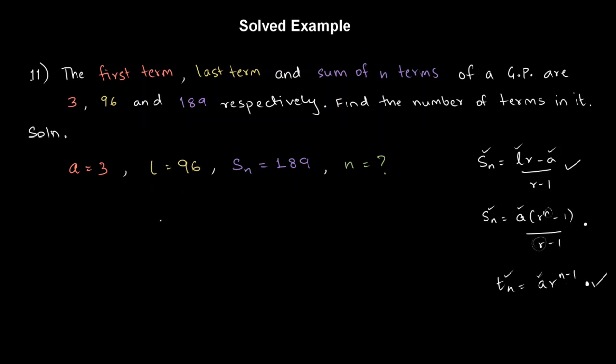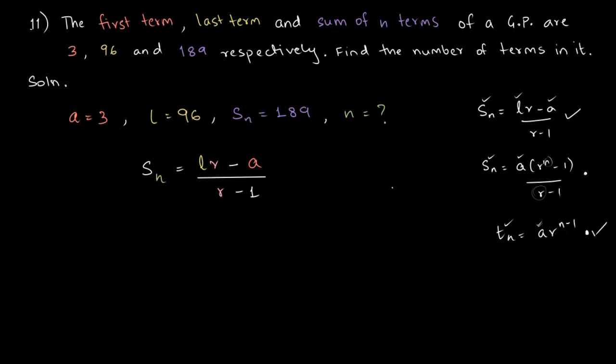So let's start with the formula for Sn. So I know sum of n terms with the last term given is actually L into R. So let's write that down. So L into R, which is minus A divided by R minus 1. So let's use this formula, plug in all the values that we already know. We know Sn is 189.